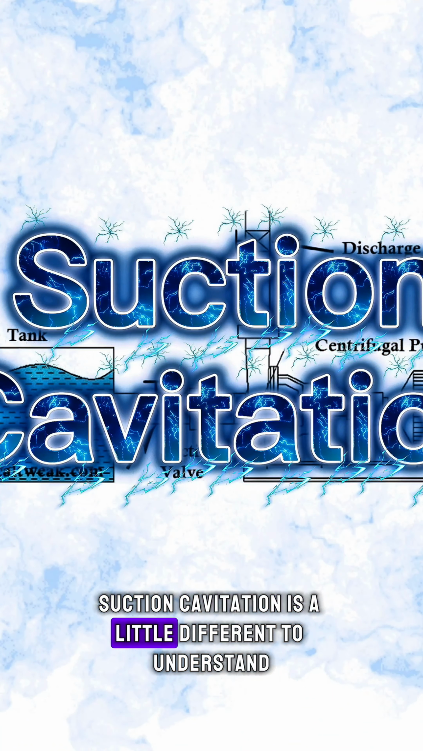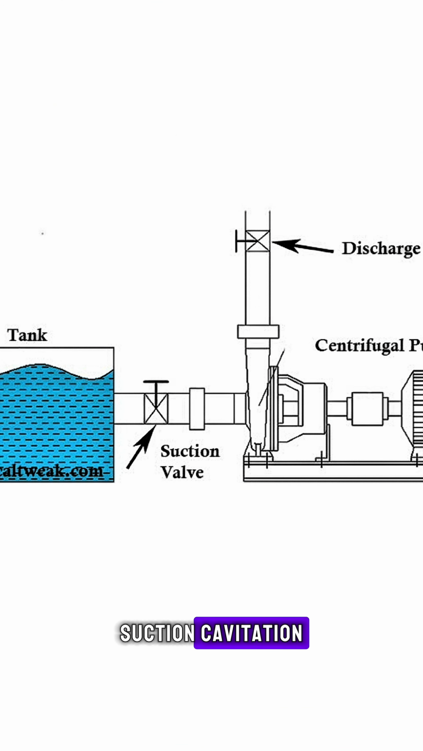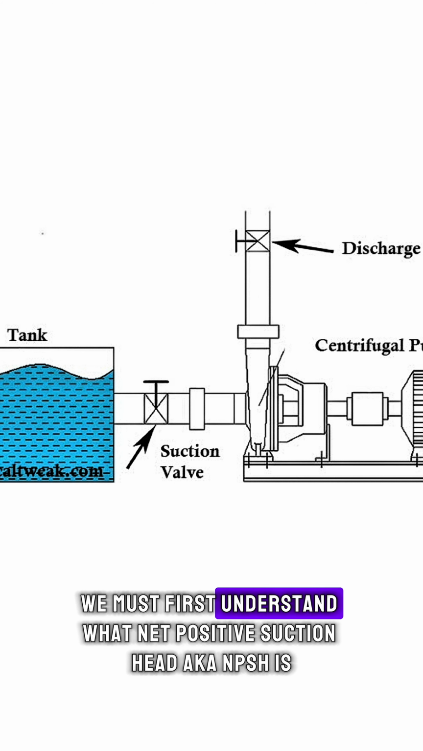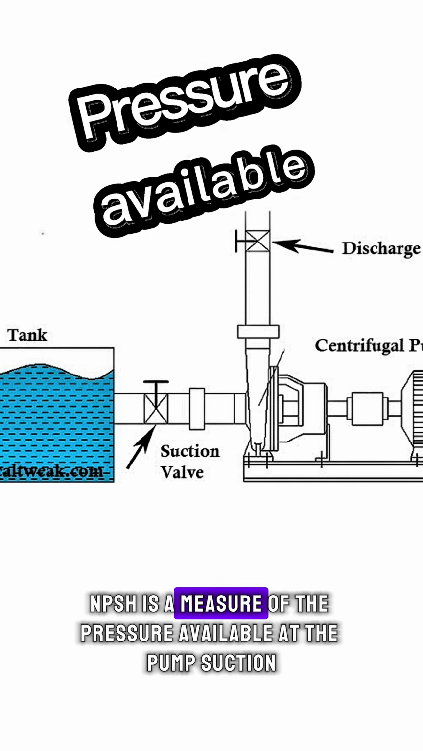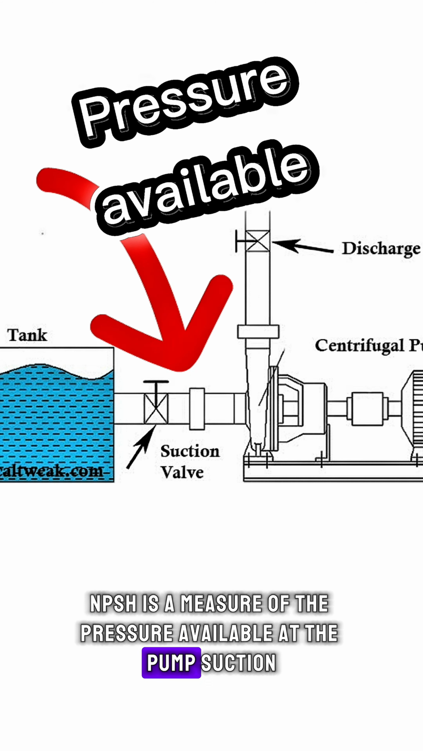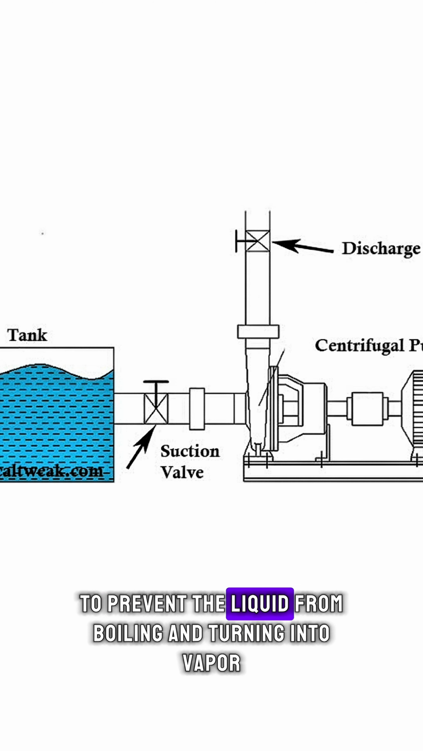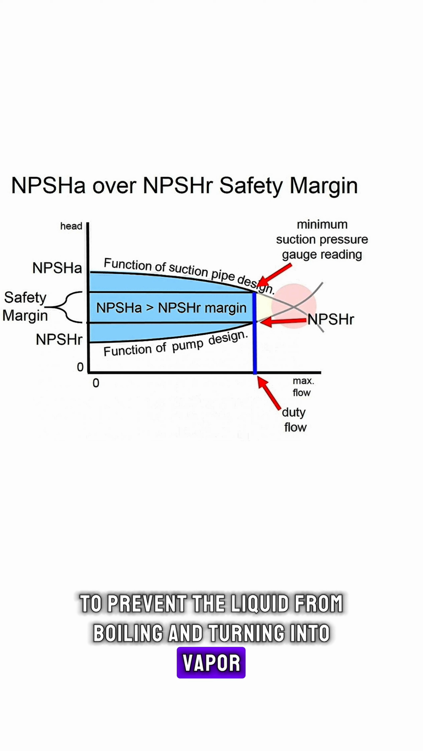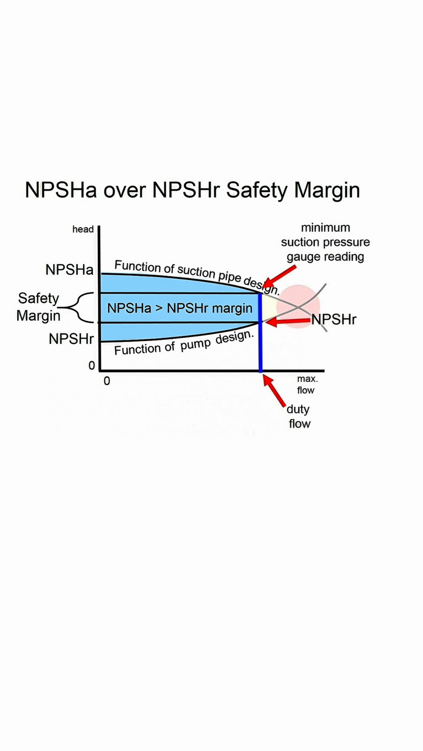Suction cavitation is a little different. To understand suction cavitation, we must first understand what net positive suction head, aka NPSH, is. NPSH is a measure of the pressure available at the pump suction to prevent the liquid from boiling and turning into vapor. NPSH required is determined by the manufacturer or the NPSH chart.